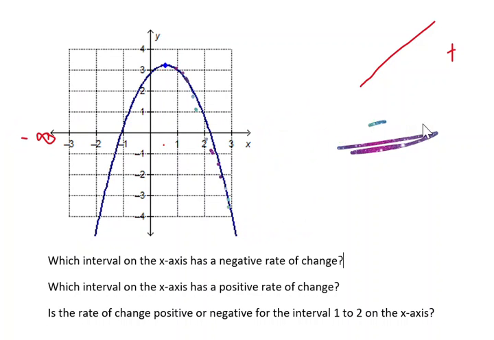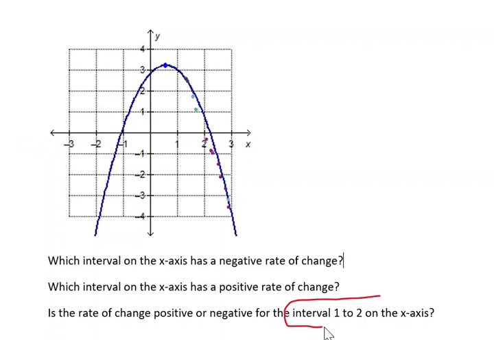So we can break apart that interval on the x-axis and talk about the whole interval like that, or just maybe one specific interval. So if we look at this bottom question where it says, is the rate of change positive or negative for the interval 1 to 2 on the x-axis? Well, let's first identify the interval 1 to 2 on the x-axis. Here's 1 to 2 on the x-axis. We read from left to right. So from 1, here's where we go from 1 to where we go from 2, about right there.